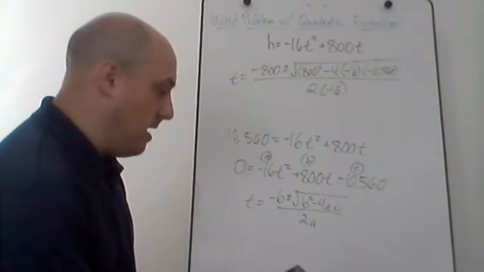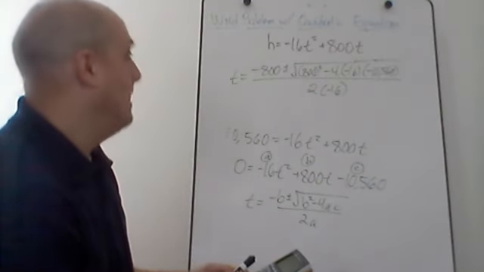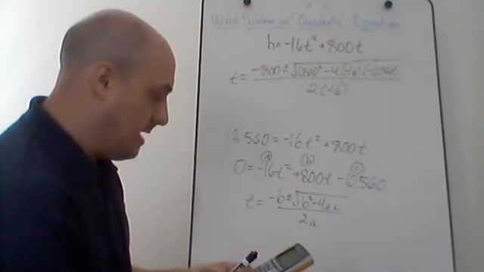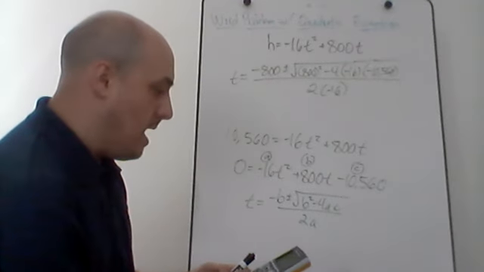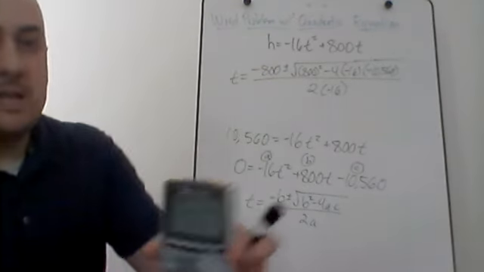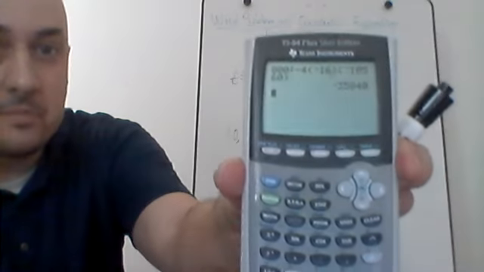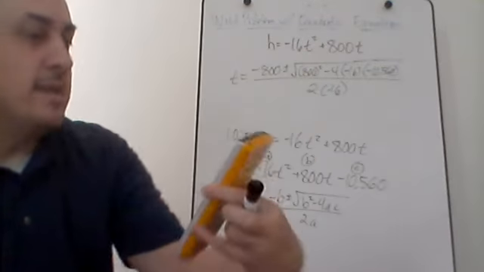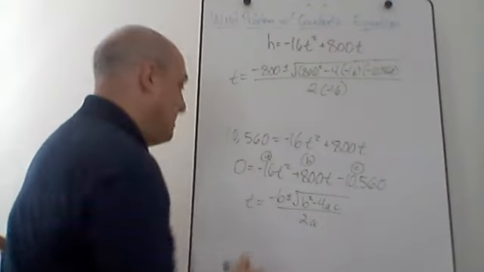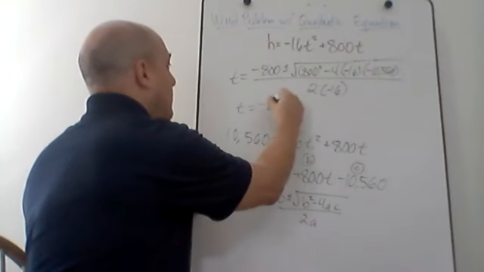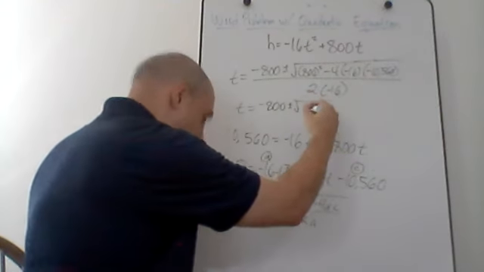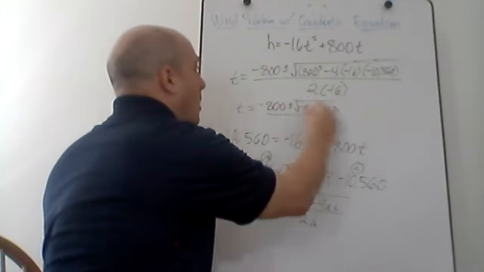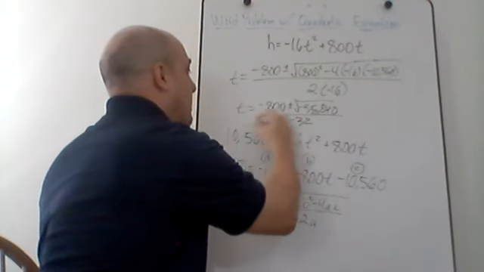I'm going to do 800 squared, and then minus 4 times negative 16 times negative 10,560. And I get negative 35,840, just to show you what I typed in the calculator there. So I did the 800 squared minus 4 times negative 16 times negative 10,560. I get negative 35,840. So that's what I have inside that square root. So I have t equals negative 800 plus or minus the square root of negative 35,840, and all of that over 2 times negative 16, which I can do in my head. That's negative 32.